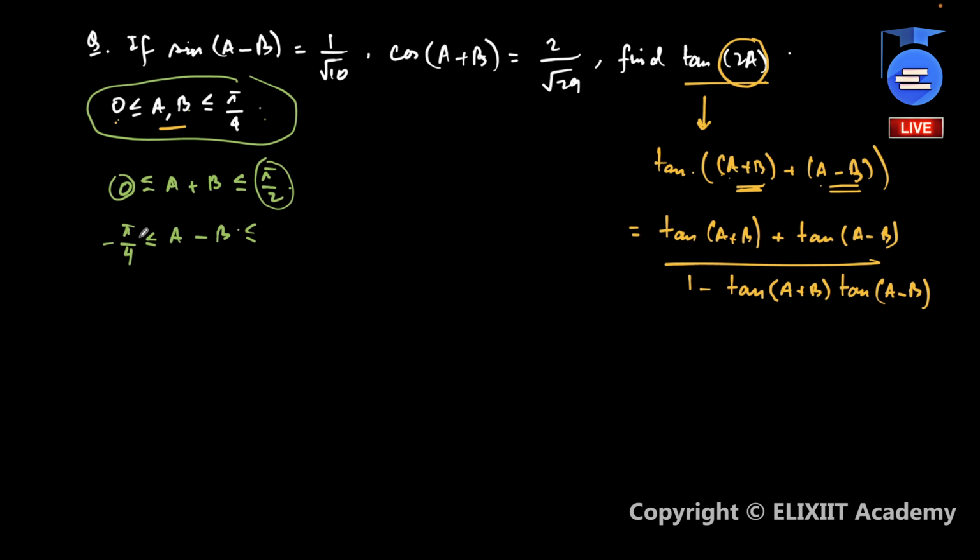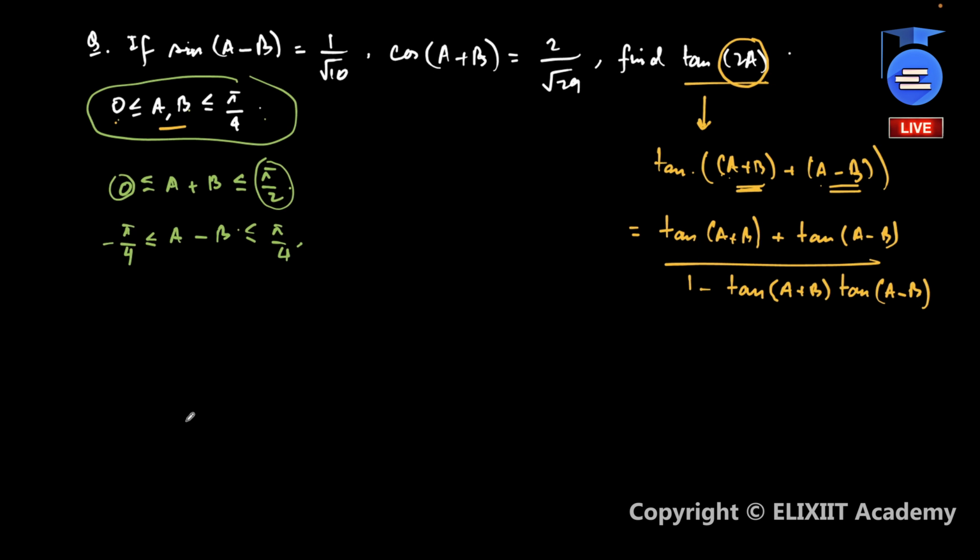Similarly, A minus B will be maximum when A is maximum and B is minimum. So A is maximum means A is pi by 4 and B is 0, which gives pi by 4. Maximum value is pi by 4. Okay.